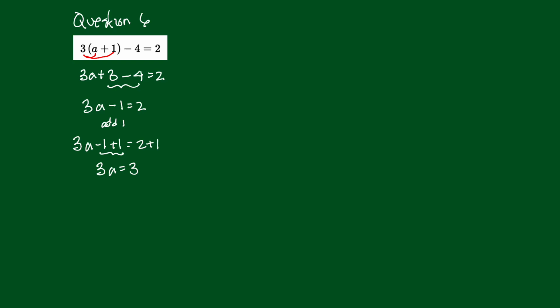And now what have we got? 3 times a is equal to 3. I want to undo that multiplication, so I'm going to divide by 3. It'll look like this. 3a over 3 equals 3 over 3. Those are just 1, so I get 1a equals 1, or just a equals 1.